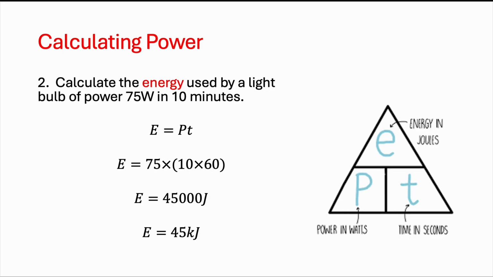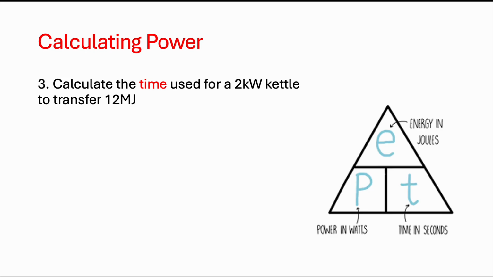Okay, last one, and this is going to be even more annoying. Okay, let's look at one where we have to calculate time. We want to now calculate the time used for a 2 kilowatt kettle to transfer 12 megajoules. Now, hopefully we know what M and K mean. If you don't, pause the video, go find it out. Let's see how we get on with this one.